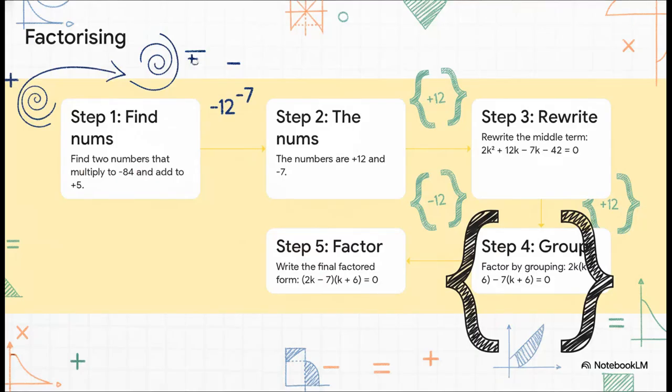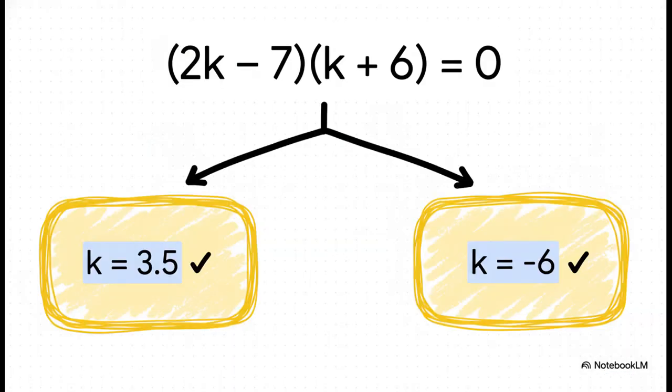So let's quickly factorize this quadratic. This is a classic skill you need to nail to get those final marks. We're on the hunt for 2 numbers that multiply to make -84 and add up to +5. A little bit of thought, and you'll find they are +12 and -7. So we split that middle term, factor by grouping, and we land on our 2 neat little brackets, (2k - 7) and (k + 6). So if these 2 brackets multiply together to equal 0, that means one of them has to be 0, right? That's the key. So we just solve each one. If the first bracket is 0, k is 3.5. If the second bracket is 0, k is -6. And those are our 2 possible solutions.